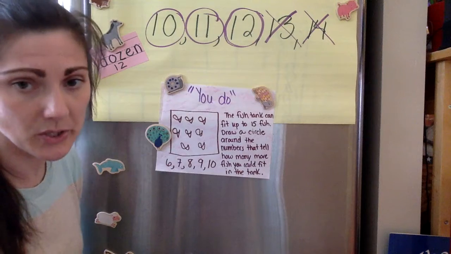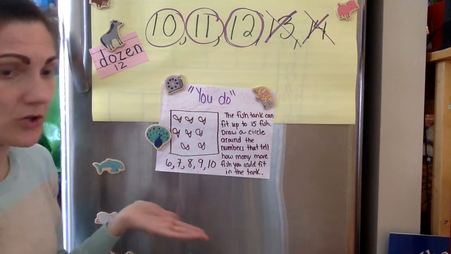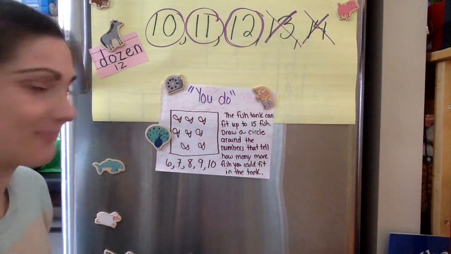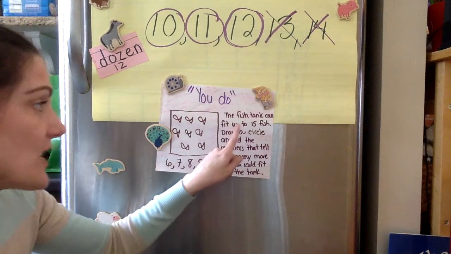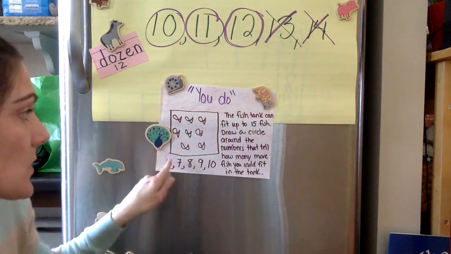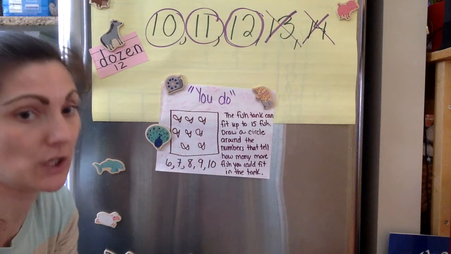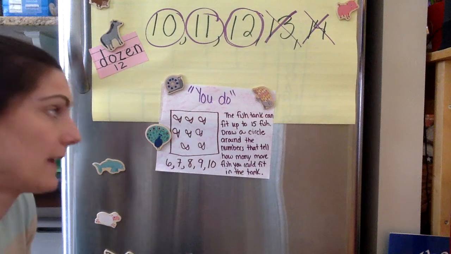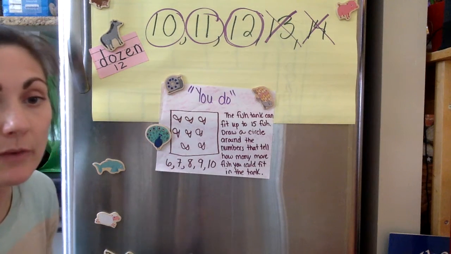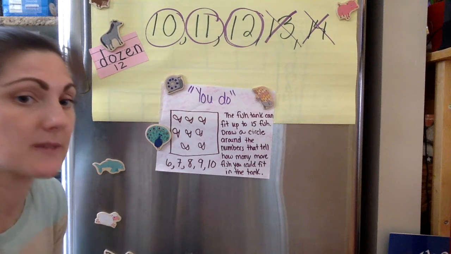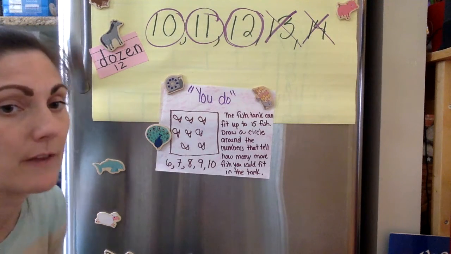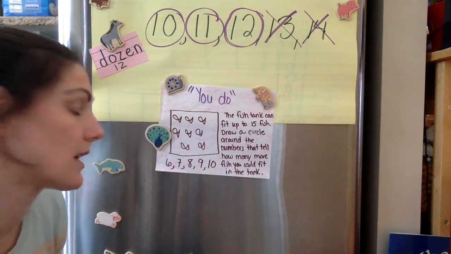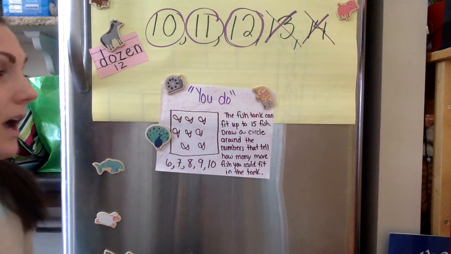So parents, here is the you do. I'm going to read it out loud. I'll take a picture and post on the dojo also, so you can have the kids do this at home if you'd like to. It says the fish tank can fit up to 15 fish. So this fish tank here can fit 15 fish. Draw a circle around the numbers that tell how many more fish you could fit in the tank. Okay, so use some of the reasoning that we used here today. Think about the animals in the barn, think about the egg carton, even go back and replay the videos if it helps you, and try to solve this, and if you wish, you can post it to the dojo.